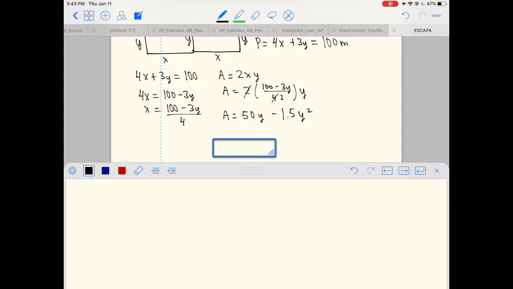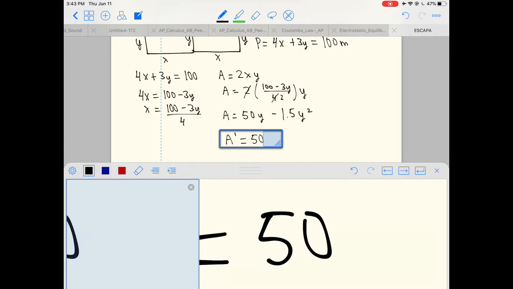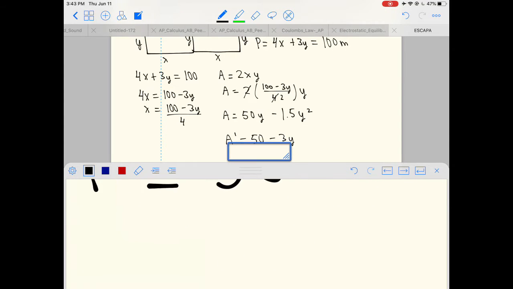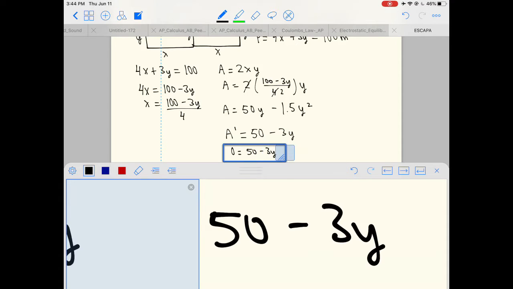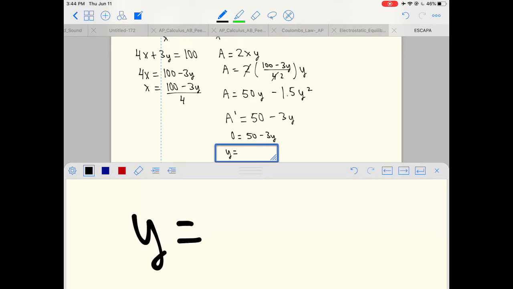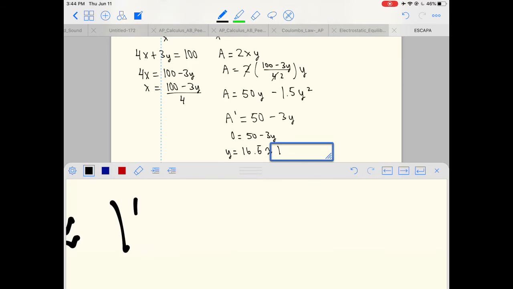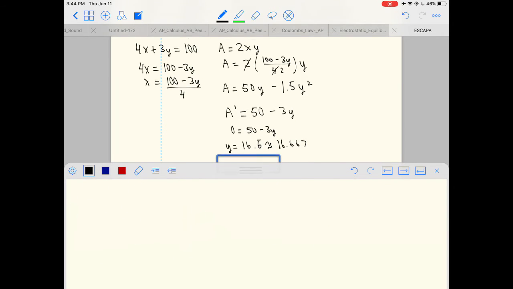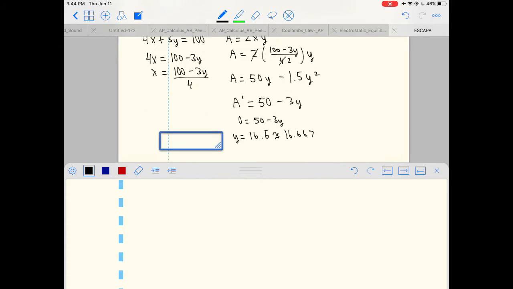Alright, and so what we want to do is try to find the critical points of this function. Critical points occur when the derivative of the function equals 0 or is undefined. So when does A prime equal 0? First we'd have to find A prime. A prime equals 50 minus 3y. What we did there is we differentiated in terms of y. So if we solve 0 equals 50 minus 3y, y would equal 16.6 repeated, which is roughly 16.667.